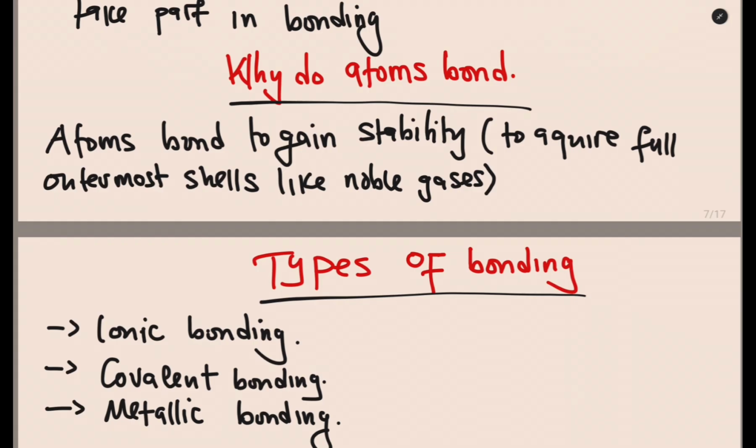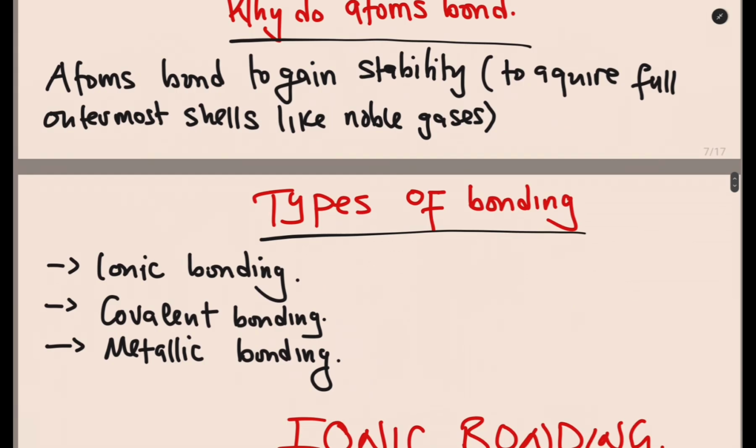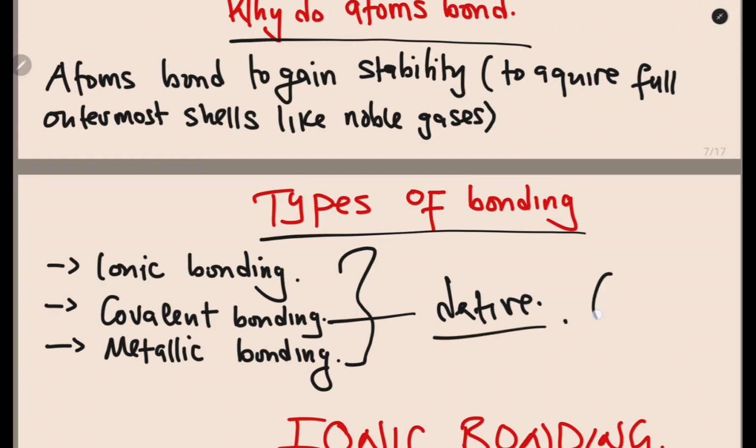The types of bonds that we are going to discuss here are ionic bonding, covalent bonding, and metallic bonding. Basically these three. But under covalent bonding, we also have what we call dative bonding. You might want to look at it. I'll give you an example where dative bonding forms, that is ammonia or ammonium. Take interest and look at it. Dative bonding is just a kind of covalent bond.